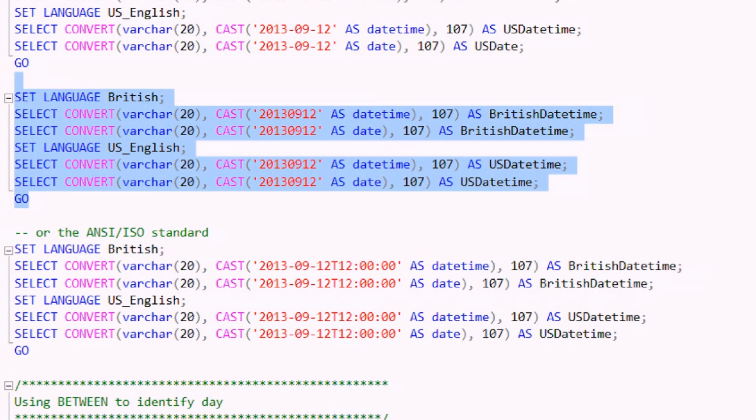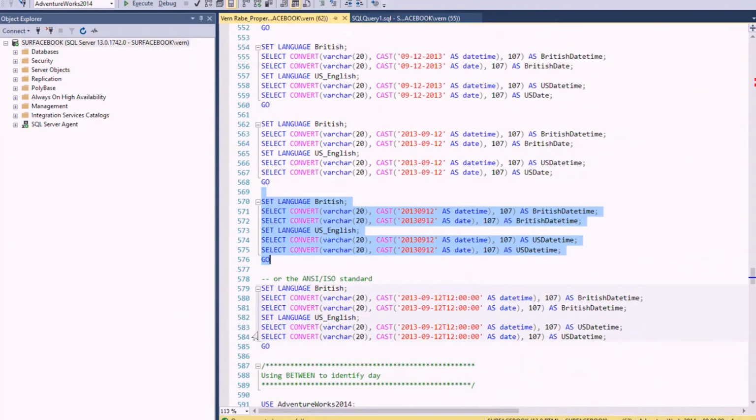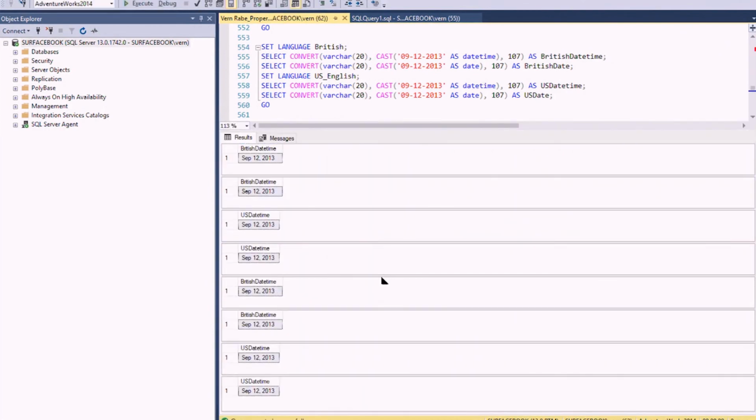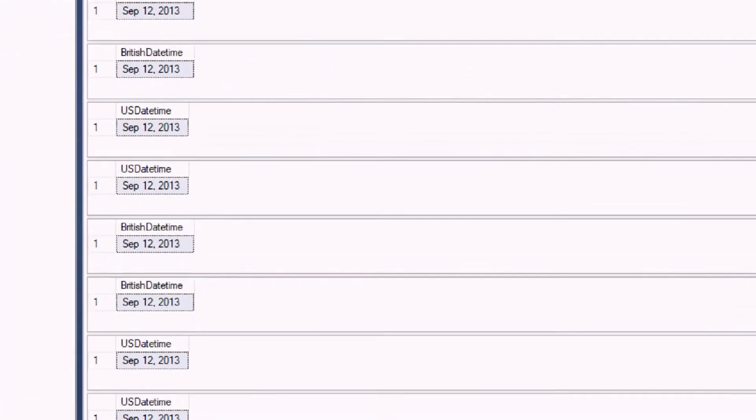The other one down here is the really verbose ISO standard, year, dash, month, dash, day. Capital T has to be there. Hour, colon, minute, colon, second. All of those are required. So all of these are unambiguous. So they will give you the same answer in all cases.